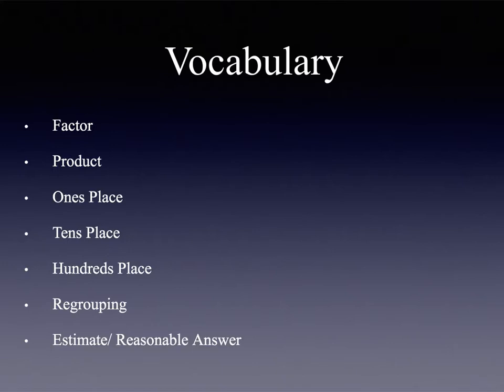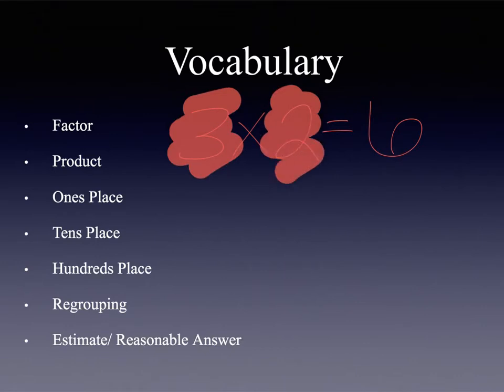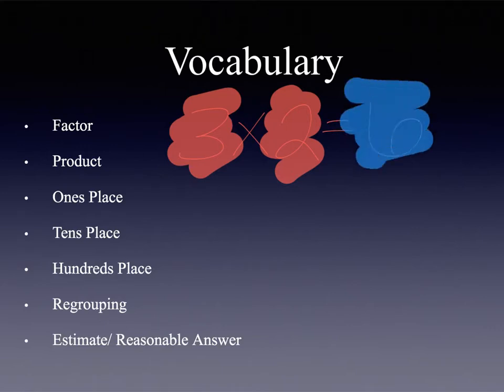First of all, we have factor and product. It's really important for you to know these two words and to know how they work in a multiplication problem. So let's take the problem 3 times 2 equals 6. The factors in this problem are the two numbers that are being multiplied together. So that would be the 3 and the 2. Factors give us a product, and the product is the answer at the end of the problem. So the factors are the two numbers being multiplied together. The product is the answer.